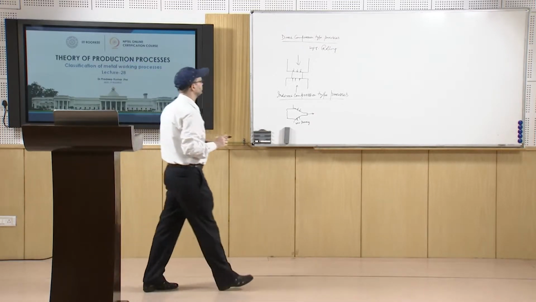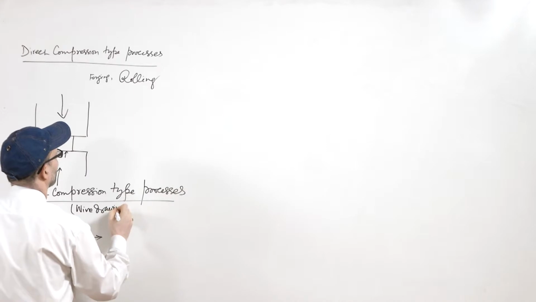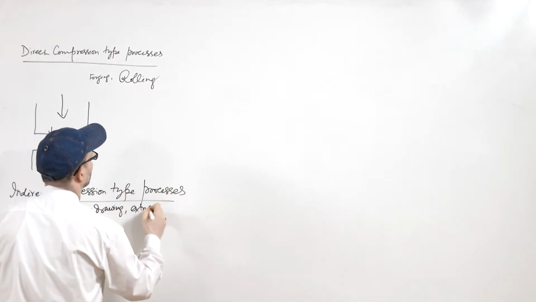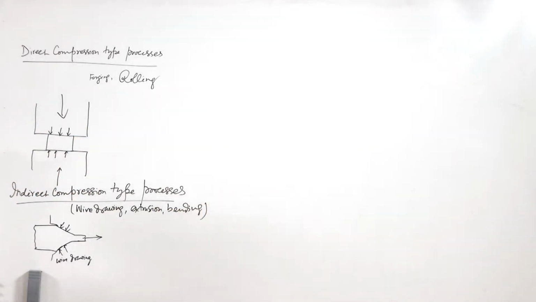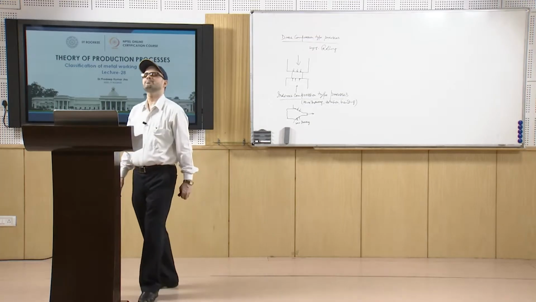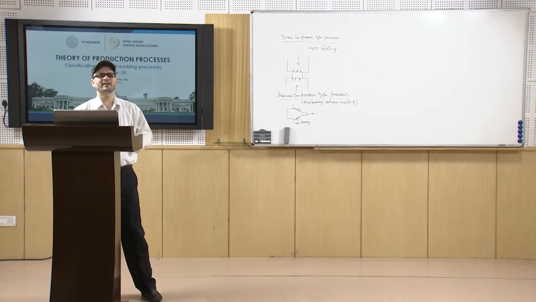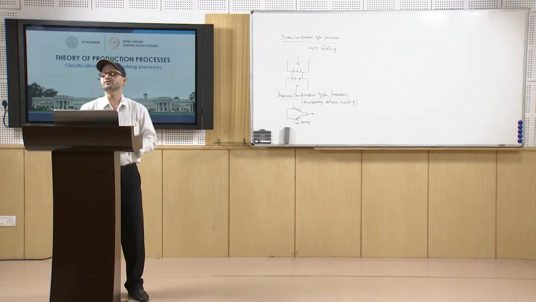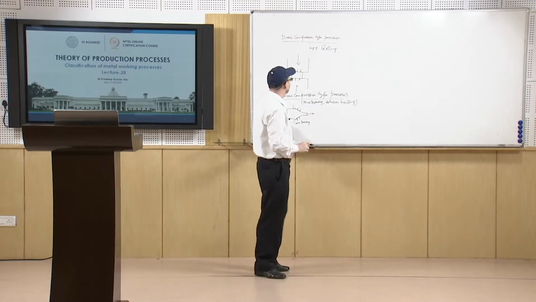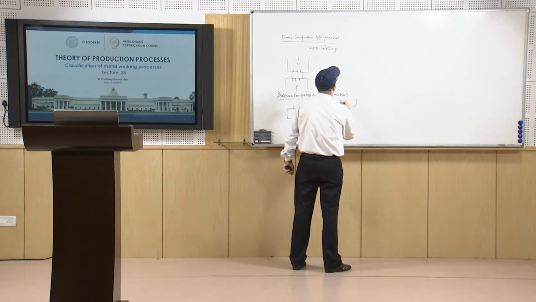So here you have wire drawing and extrusion. These are examples of indirect compression type processes. Similarly, you have deep drawing, not bending. Bending has a separate kind of classification. So you have deep drawing.